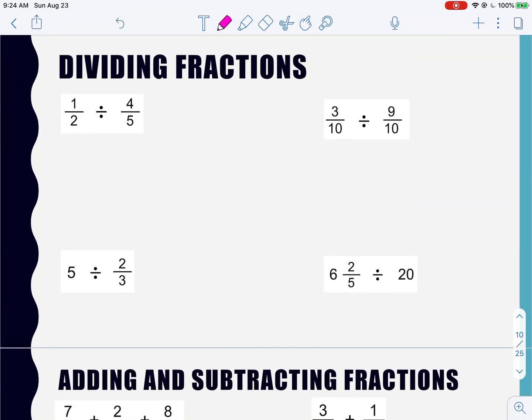Dividing fractions is almost the same as multiplying fractions. When you divide fractions, you are actually going to multiply by the reciprocal of the second fraction. So you guys might have learned this as copy dot flip.